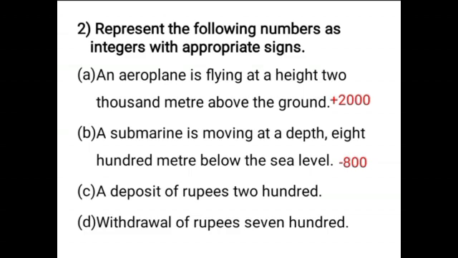And then see the C part, a deposit of rupees 200. The word deposit indicates positive, so the solution is +200. Withdrawal of rupees 700. The word withdrawal represents negative, so the solution is -700.